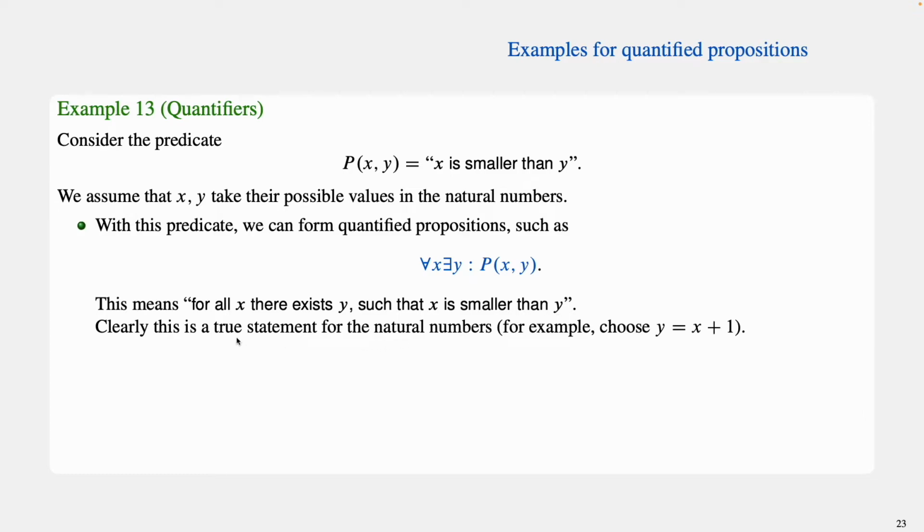Now this is clearly a true statement, because for the natural numbers, when we are given any x, we can always find one that is larger, so then x would be smaller. For example, we can just pick the next number: we choose y to be x plus 1, and then x is smaller than x plus 1, and that holds for all x. So this is a true proposition.